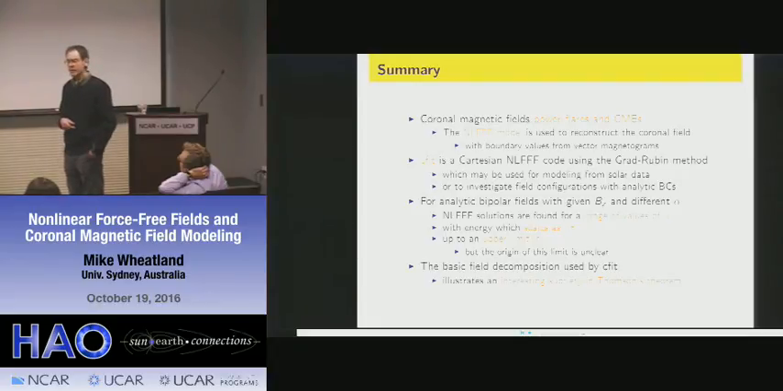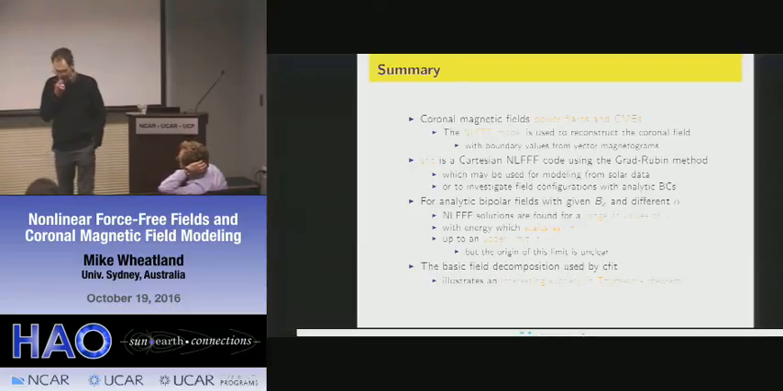And in particular, I looked at these analytic boundary conditions for bipolar fields and showed that you can obtain solutions up to a maximum energy corresponding to a maximum value of that force-free parameter alpha. And the free energy scale is the square of alpha. There's an upper limit there, but the origin of that upper limit is not really clear. And then I talked about that basic field decomposition used by CFID and how it illustrates something interesting about Thompson's theorem and how the boundary conditions come into that theorem. Okay.